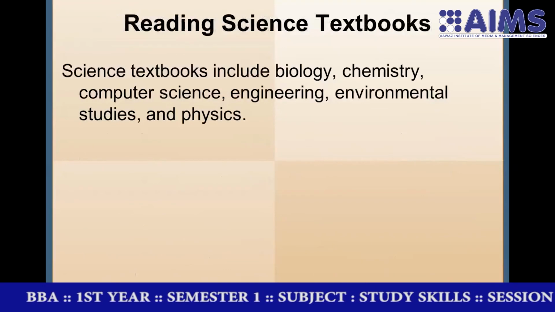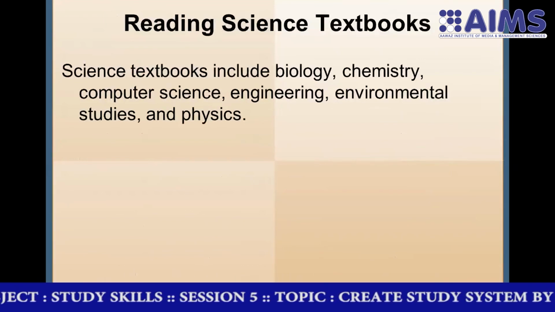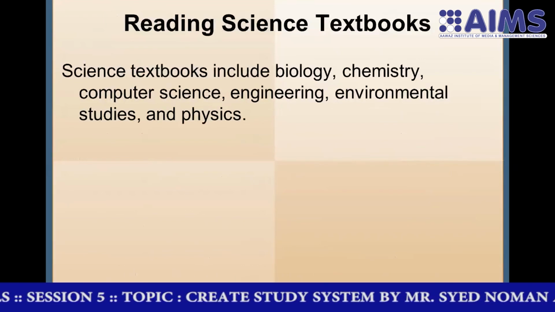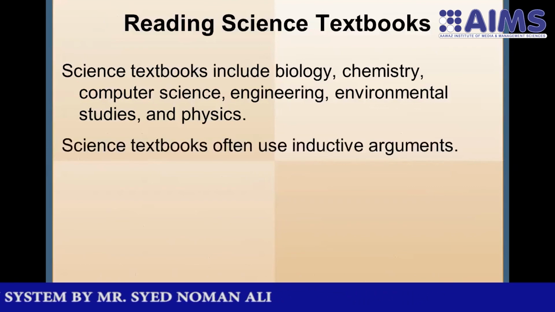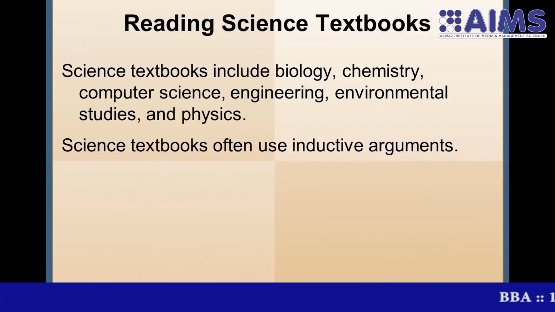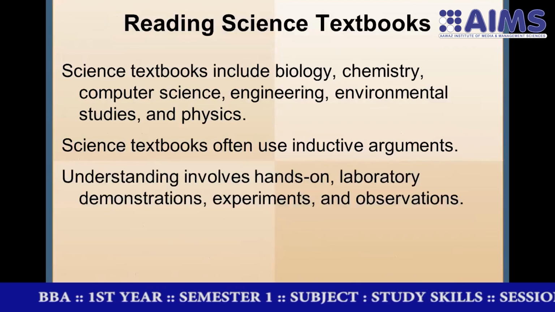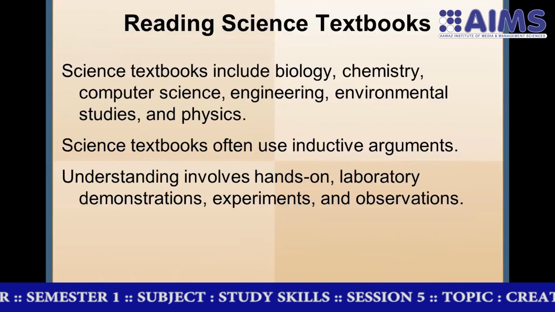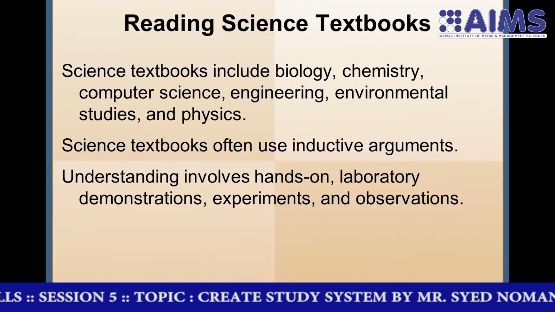If you want to read the science textbook, science textbooks include biology, chemistry, computer sciences, engineering, environmental studies, physics. All these are scientific books. So the scientific method is basically based on inductive argument. What does it mean? An argument which is based on facts is called inductive. Understanding involves hands-on laboratory demonstration, experiment, and observation. You must remember all these facts.